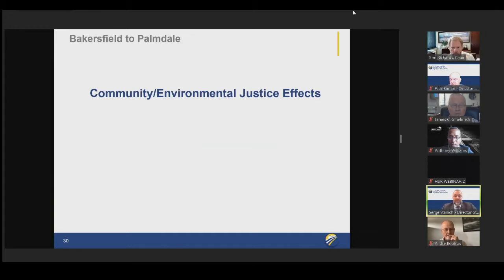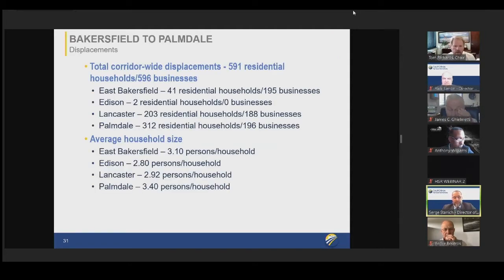So let's spend some time. I'd like to talk about community and environmental justice effects. Next slide, please. We received a lot of comments from board members on this and want to try to touch on the various questions that were raised. The project will have displacements in the urban areas, particularly in Lancaster and Palmdale. We were asked not just how many residences, but how many families are we relocating. So I committed to providing some additional detail.